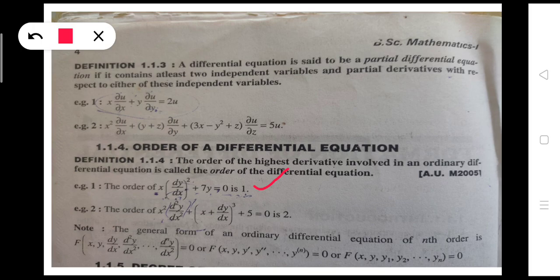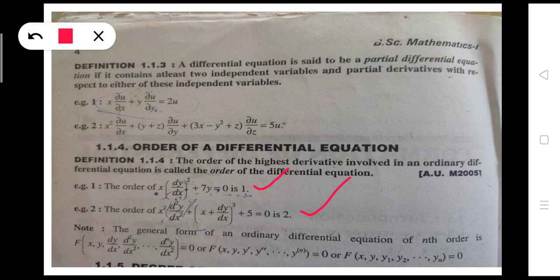And if you see another example, the order of x square into d square y by dx square plus x plus (dy by dx) whole cube plus 5 is equal to 0. What is the order here? Here only second order derivatives are there. That is, the order of the differential equation is 2 only.